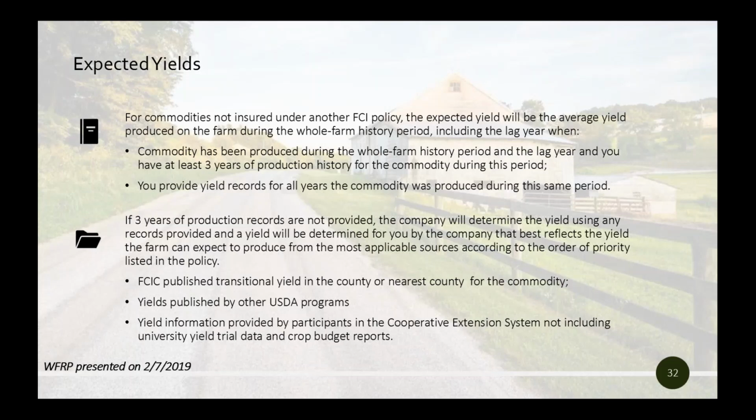So I just broke this down into a couple of areas here. Commodities not insured under another federal crop insurance policy: how we're going to determine your expected yield, and what it's based on. And then finally, if 3 years of records are not provided, we're going to make a determination based on this hierarchy listed below. The FCIC published transitional yields, yields published by other USDA programs, and yield information provided by participants in the cooperative extension system. However, we're not going to include university trial data or budget reports that you may find on their websites.